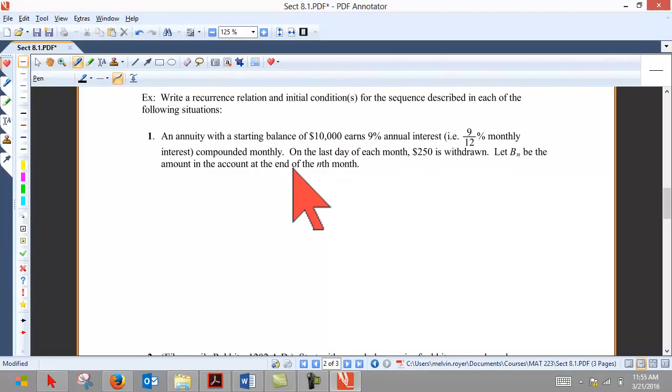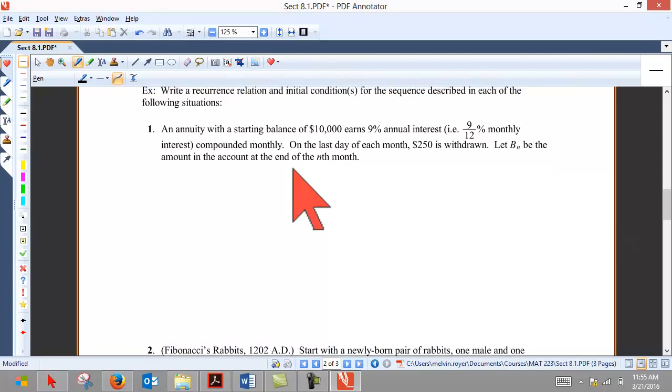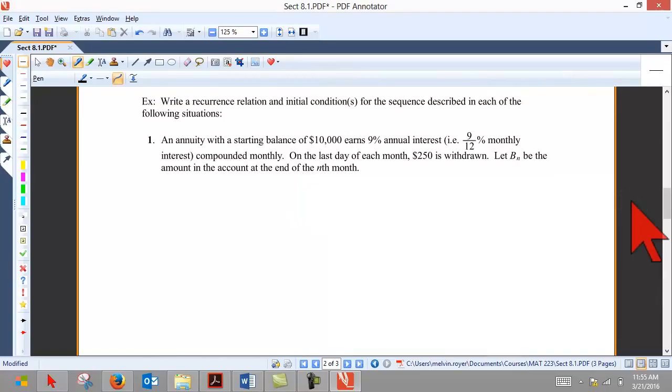I'll just read it. An annuity, which is just an investment, mostly for retirement, with a starting value of $10,000 earns 9% annual interest. We're going to work in months in this problem, so the first thing I should do is divide by 12 to convert from years to months. Compounded monthly, and on the last day of each month, we take $250 out of this. Let B sub n be the amount in the account at the end of the nth month. And I want to write a relationship that shows what's happening month by month. So the answer will be an expression in terms of n.